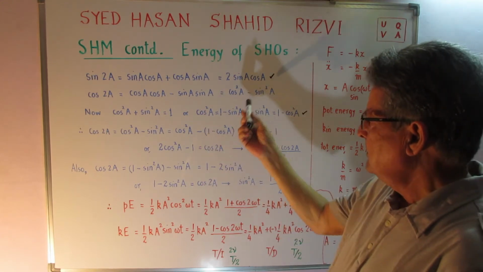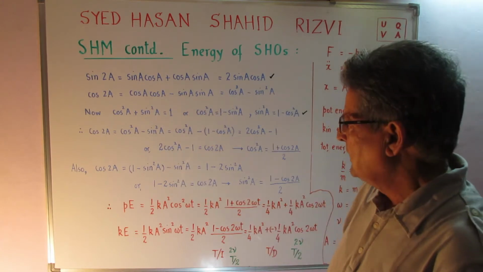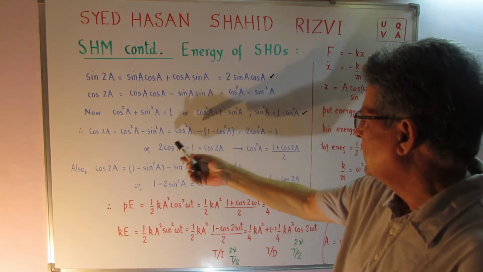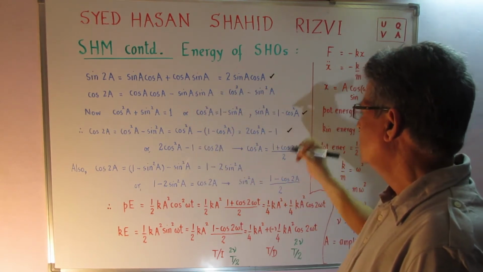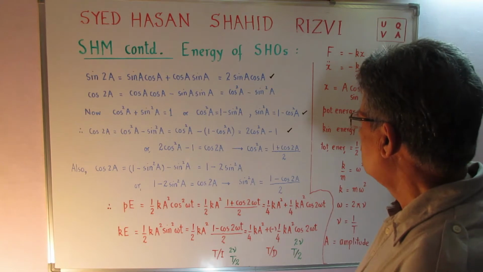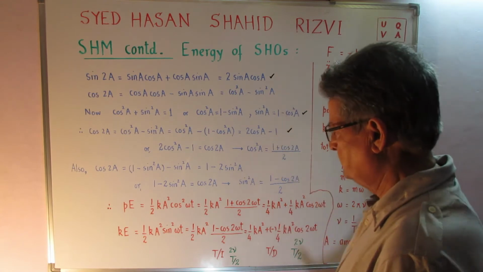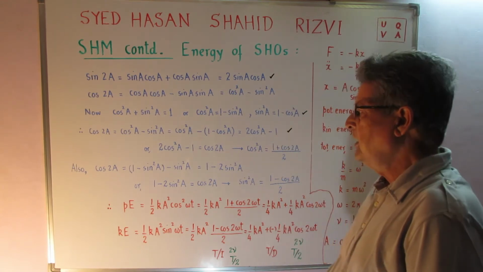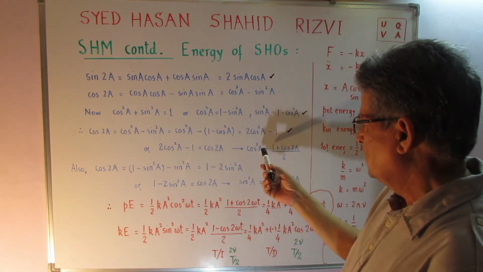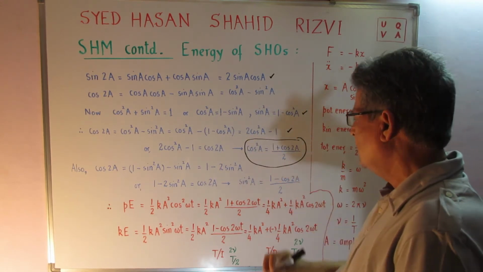Now we rewrite this equation, that cos of 2a is equal to cos square of a minus sine square of a. And if I substitute this value for sine square of A as 1 minus cos square of A, then I finally get an equation of the kind 2 cos square of A minus 1. So what I get from here, that is 2 cos square A minus 1 is equal to cos of 2A. So simply it gives us that cos square of A is equal to 1 plus cos 2A divided by 2.